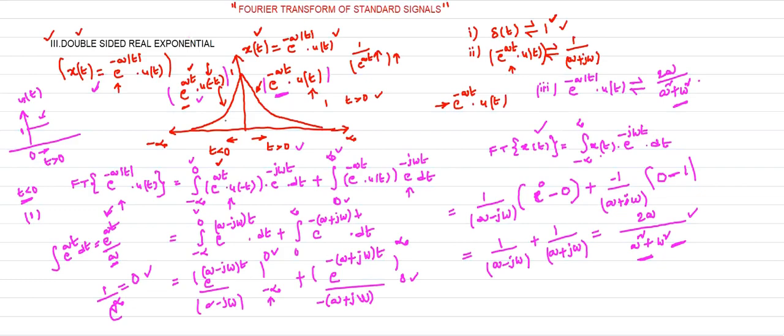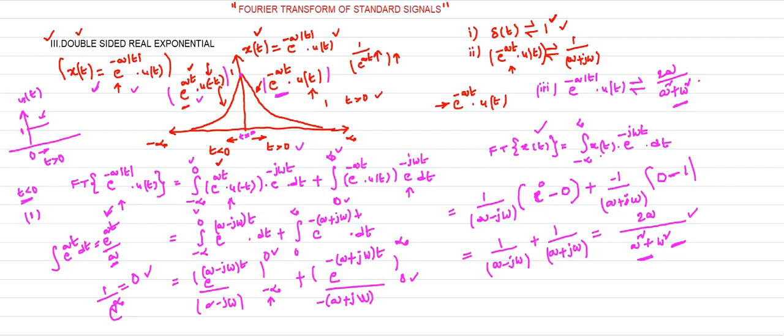Double-sided means that on both sides of the real axis the signal is defined. The signal starts at 1 at time t equal to 0. Whenever t increases on both sides, the signal decays with respect to time. So that is your double-sided real exponential signal. In terms of the mathematical equation, it is represented like this: e power minus a into mod t. So you can take t as plus or minus t.